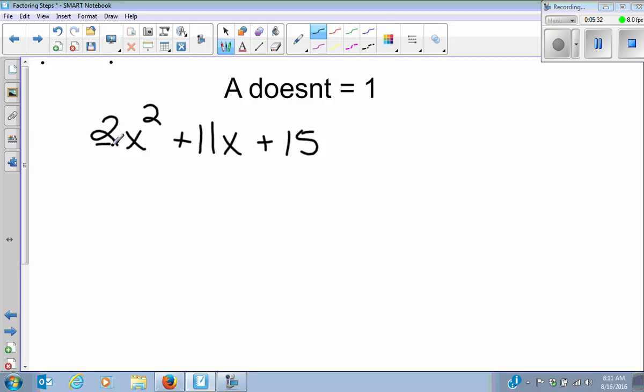So here's the last thing I do: I look at A. A is a 2. Is that 1? No. So here's the process for when A does not equal 1. What you do every time: the first step is you take this 2 and you multiply it by 15. 2 times 15 is what?